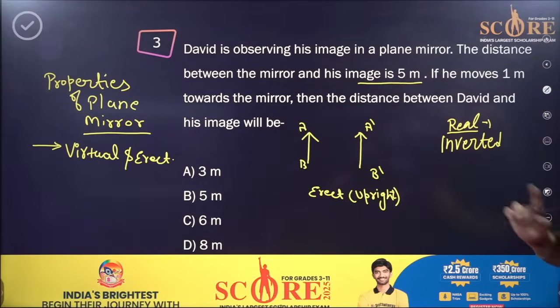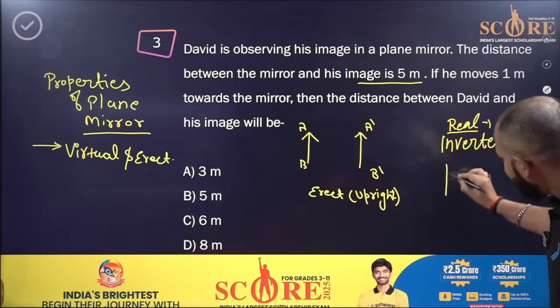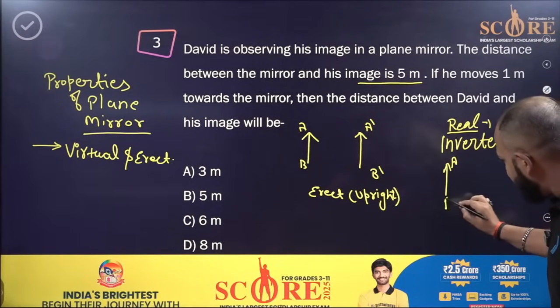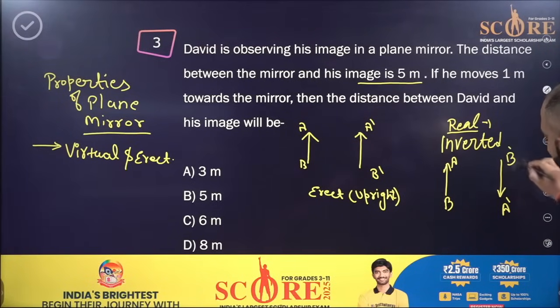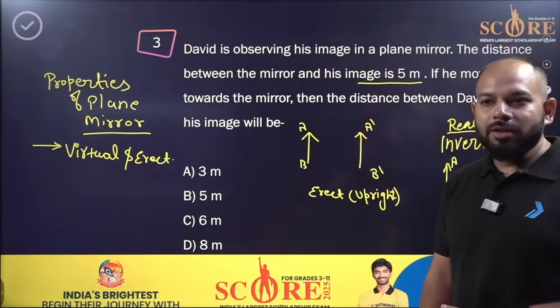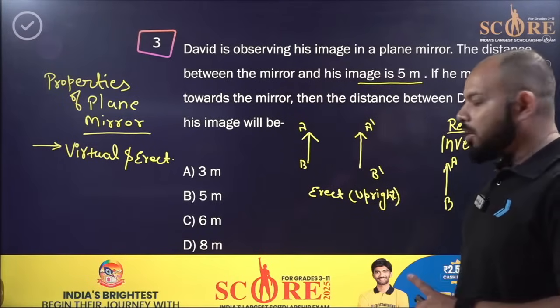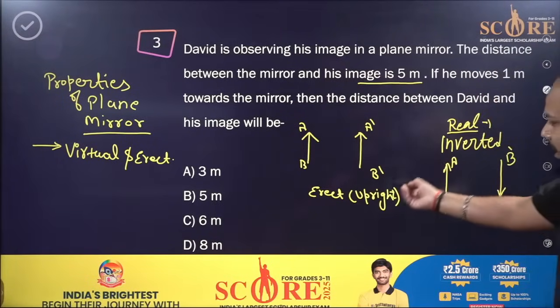Okay, got it. These are inverted. Inverted means if I have an object like this, A and B, the image will be formed in the inverted form, that is A dash and B dash. I hope it's been clear, everyone. So that is real, inverted, erect, and done.